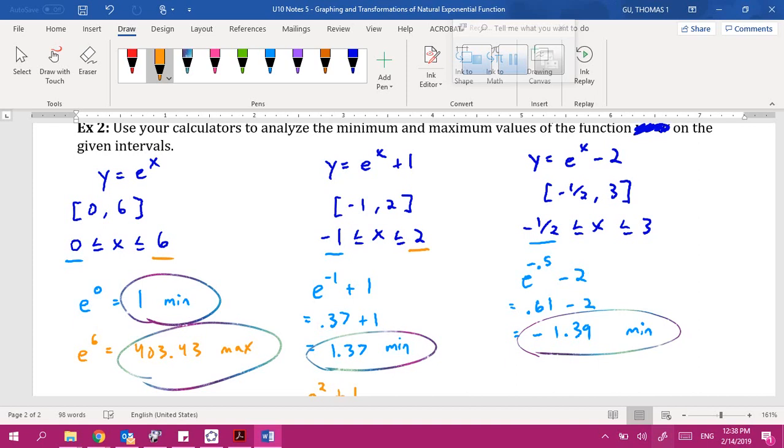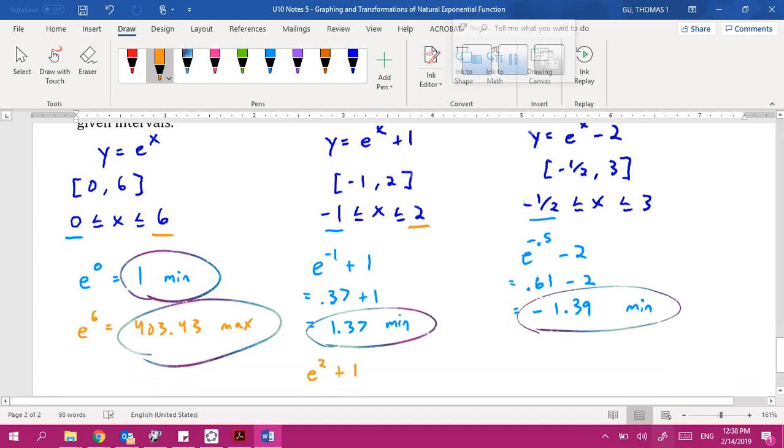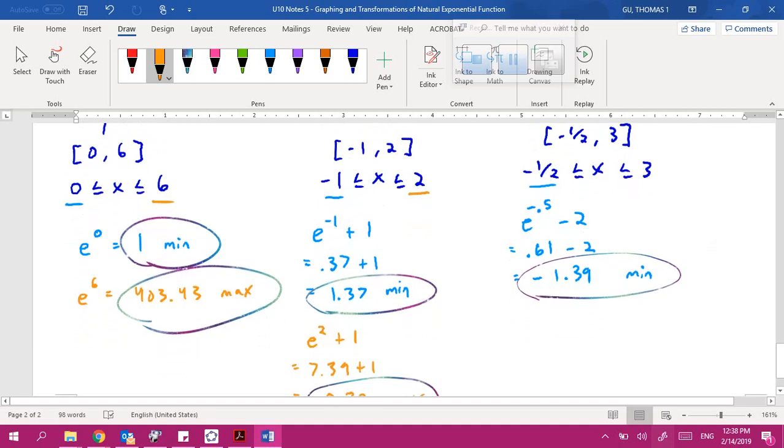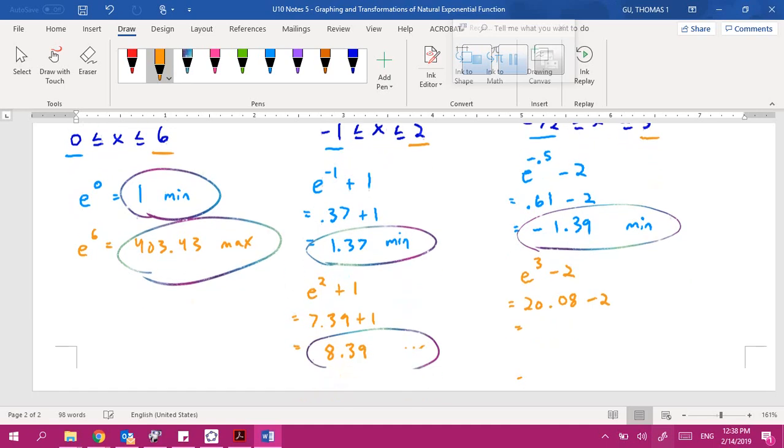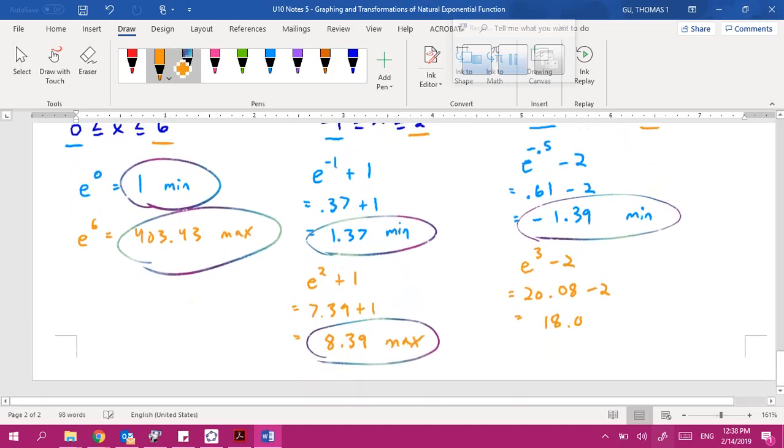And how do I find the maximum on this interval? E cubed, minus 2, right. We plugged in the 3 for x. So e cubed minus 2. What is e cubed? 20.08. That is correct. So 20.08 minus 2, which is about what? 18.08, and that would be the maximum.